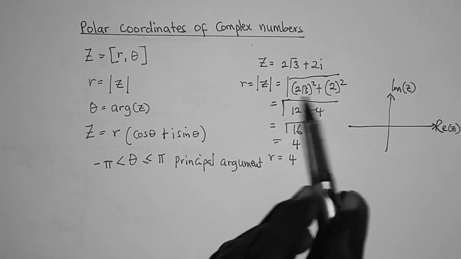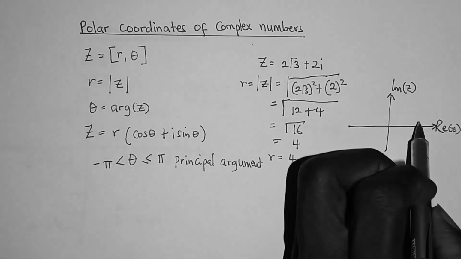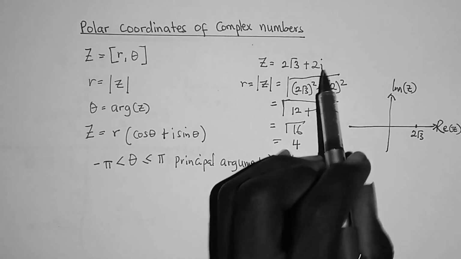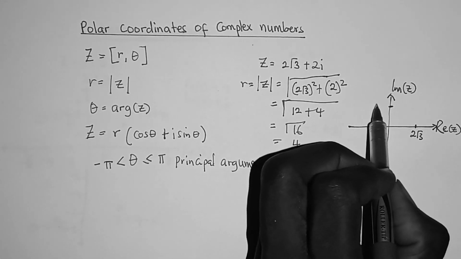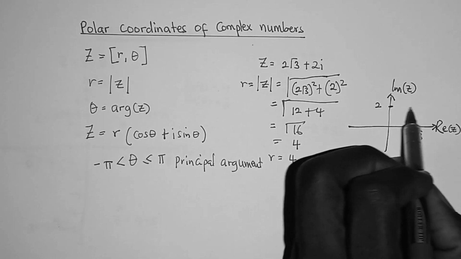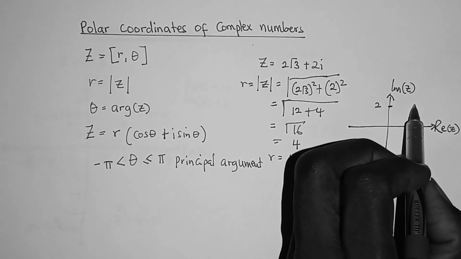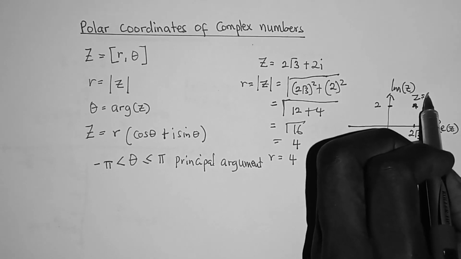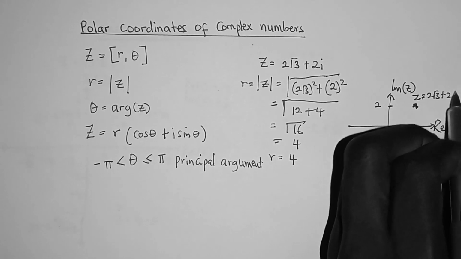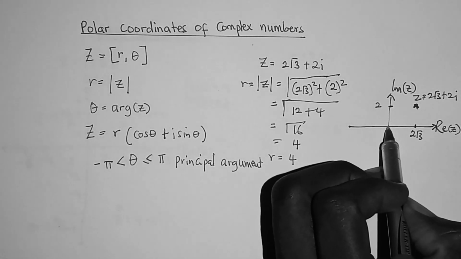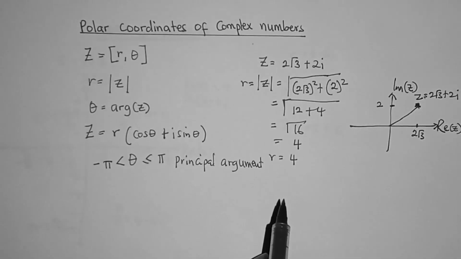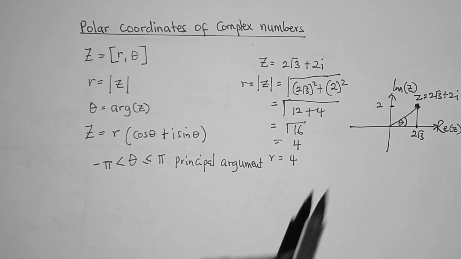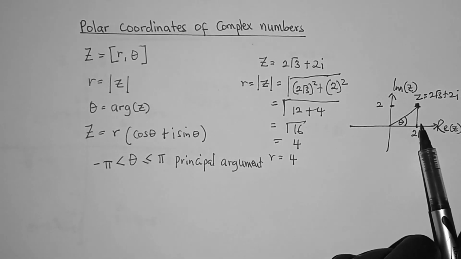So it is 2 root 3 on the real axis. Let's assume here is 2 root 3 and then 2 units on the imaginary axis, and here's 2 units. They are going to intersect somewhere here. So this is z, which is equal to 2 root 3 plus 2i. We can draw this line, and you see that it makes an angle theta with the real axis. And we can complete it as a triangle.